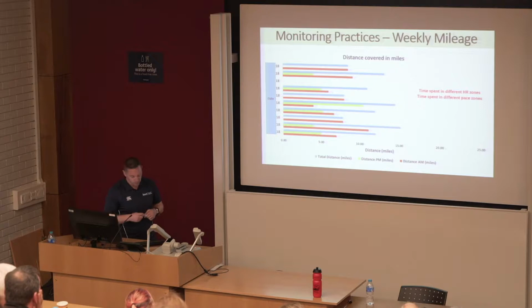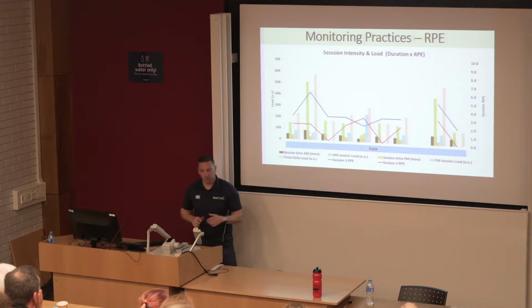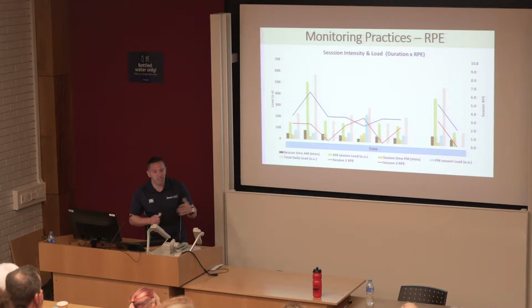And then again, simple enough, how hard did you find your session? So I've prescribed the session to Jackie. It's tempo, I think it's a 3 out of 10, moderate. And Jackie goes and does the session. She's like, no, it's tough. It's a 6 out of 10. Right, hold on. So there's a mismatch. As I said before, there's a mismatch.